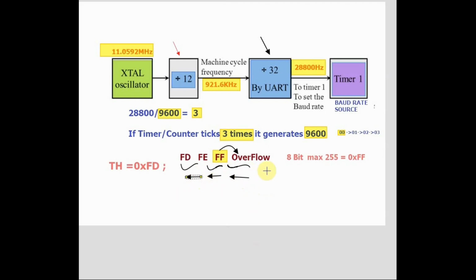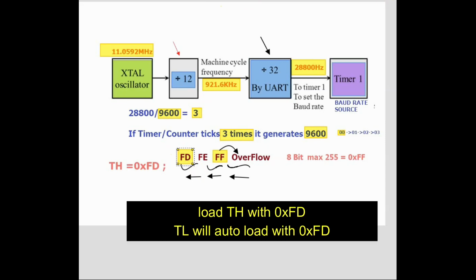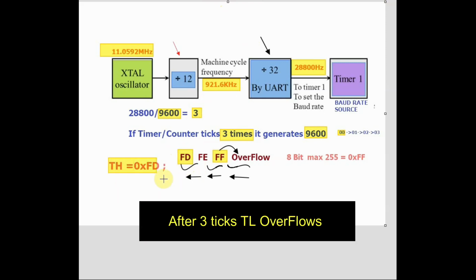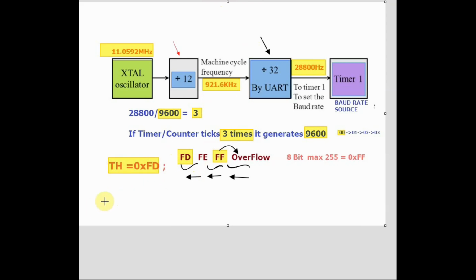So if you load 0xFD to the TH register, as it is in auto reload mode, the TL register will be automatically loaded with FD, and when the timer is on, it starts ticking. So FD to FE, then FF, and then overflow. So for every 3 ticks, the TL overflows and the baud rate is set. This is for 9600 baud rate.